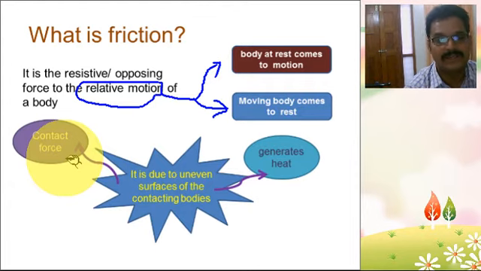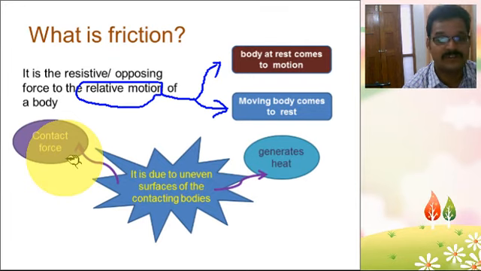Okay, the point is that friction is a contact force, but how does it oppose the motion of the body? It is because all surfaces, if you see in our real life, the glass surface, the wooden surface, we feel that all are smooth, but actually those are not smooth.